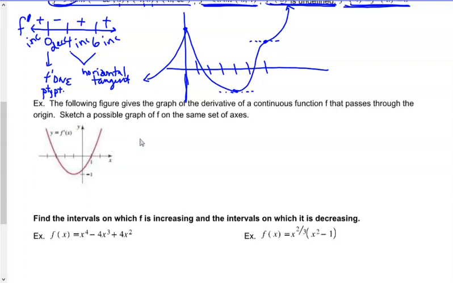So the following figure gives the graph of the derivative of a continuous function that passes through the origin. So that means when I do my graph, I'm going to have to be going through the origin. Sketch a possible graph of f on the same set of axes. Well, we're going to kind of do it on the side. Here, I'm going to extract out of here a one-dimensional number line so that I'm aware of where we are increasing, decreasing, because this gets me confused. If I see this one-dimensional number line like this, then that gets me in sync. So I'm going to locate where my zeros are for my f prime.